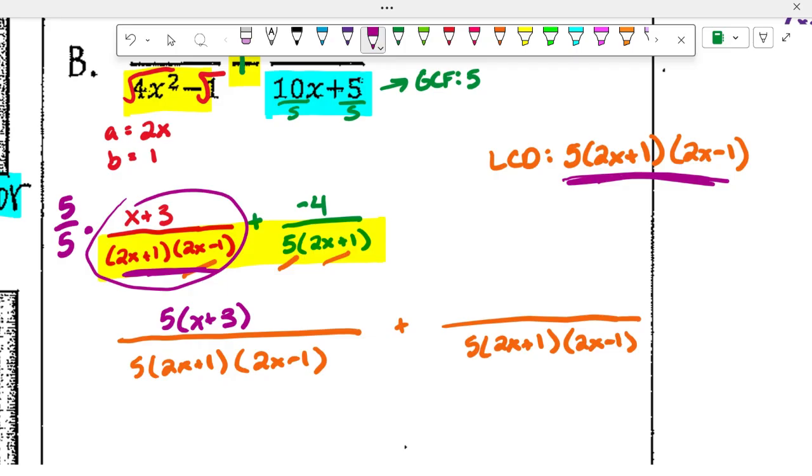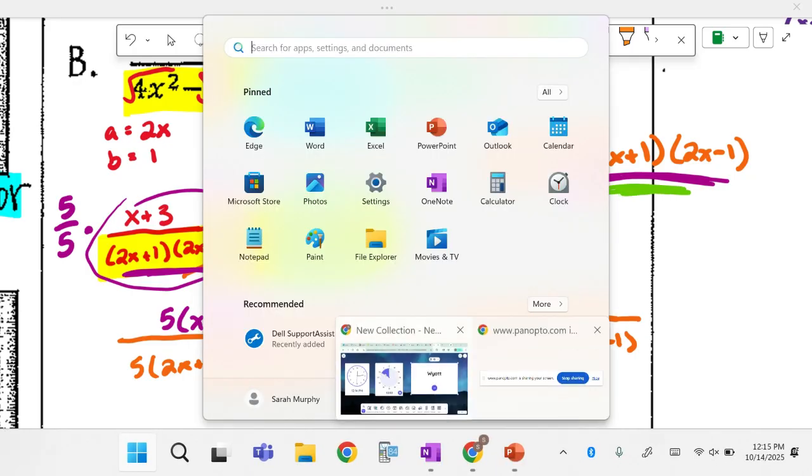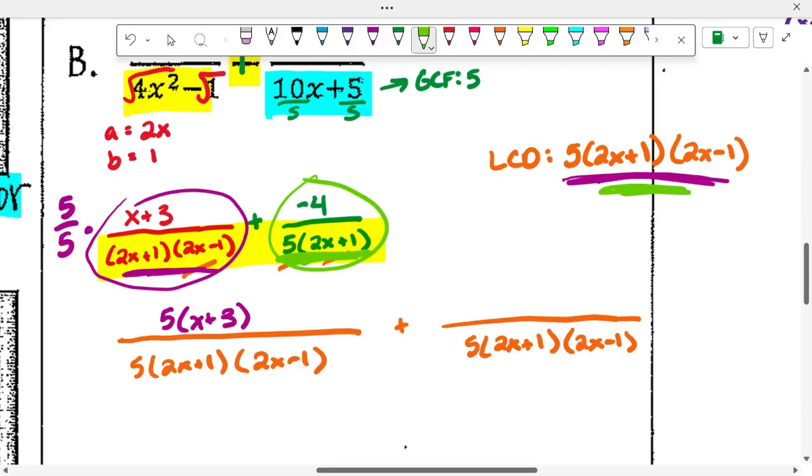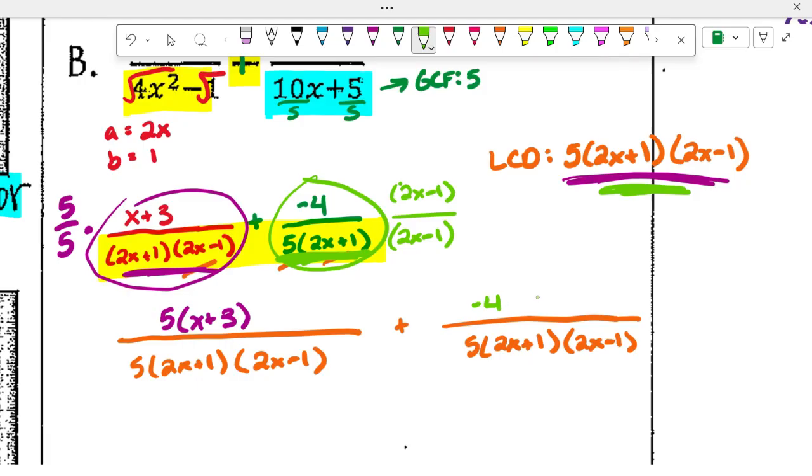All right. Same thing we're going to do over here with the second fraction. If we're looking at the denominator of the second fraction and our least common denominator, what is missing, Layla? The 2x plus 1 or the 2x minus 1? 2x minus 1, good. So we multiply the top and the bottom by the 2x minus 1. All right, I just didn't hear you. So this would be negative 4 times 2x minus 1.